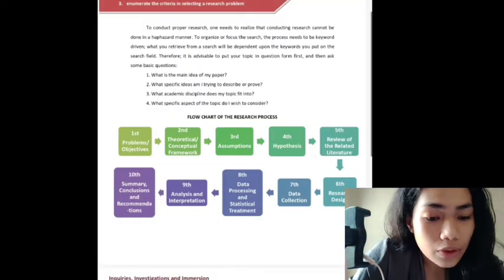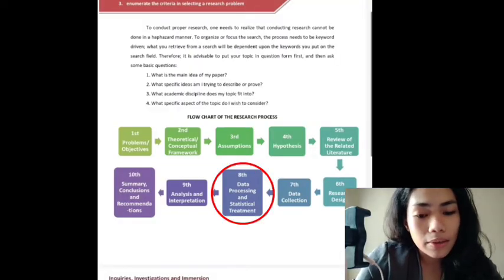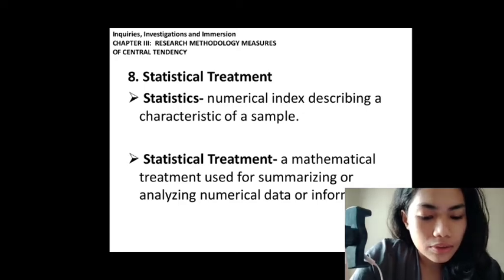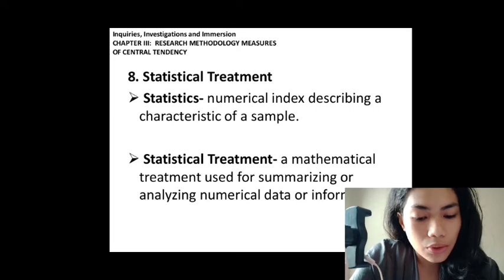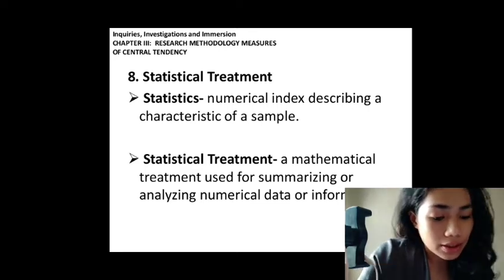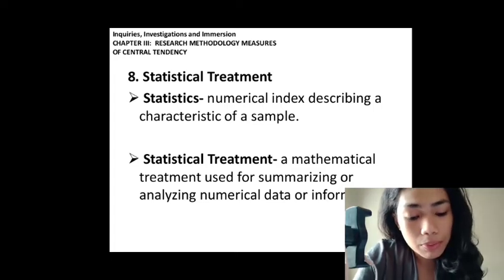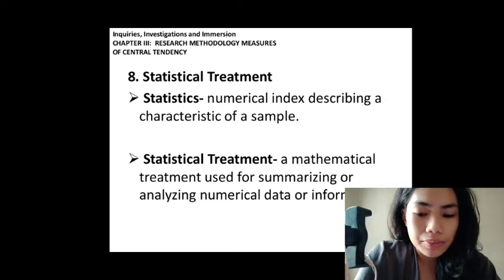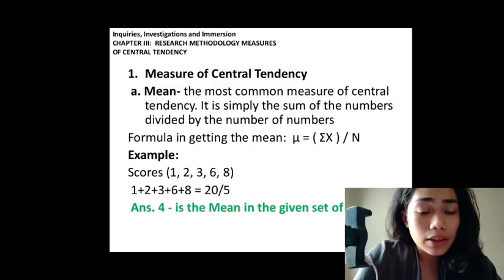Kumbaga sa flowchart of the research process, nasa 8 na tayo of data processing and statistical treatment. Statistical treatment, a mathematical treatment used for summarizing or analyzing numerical data or information. So when we already have the data, these are the statistical treatment that we will be using to summarize the data. So what are these? Measure of central tendency.